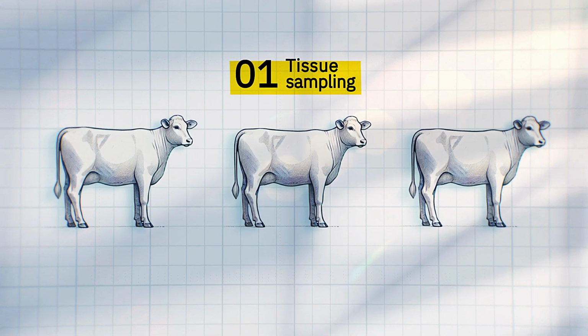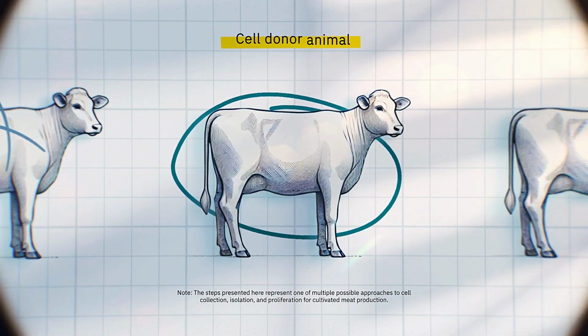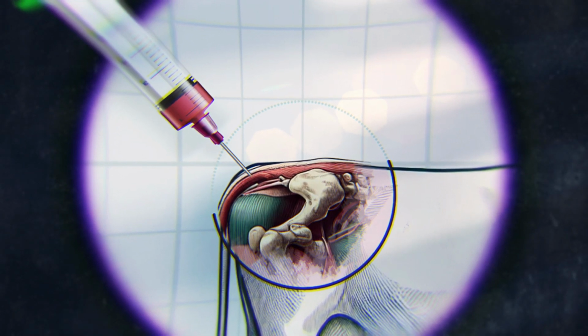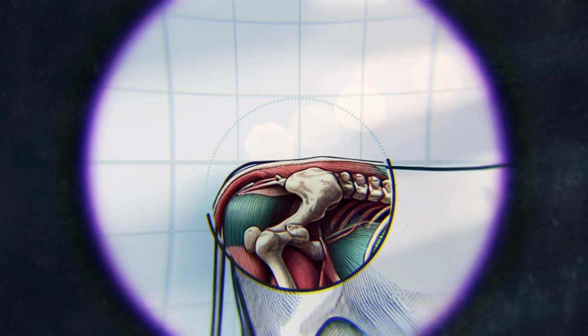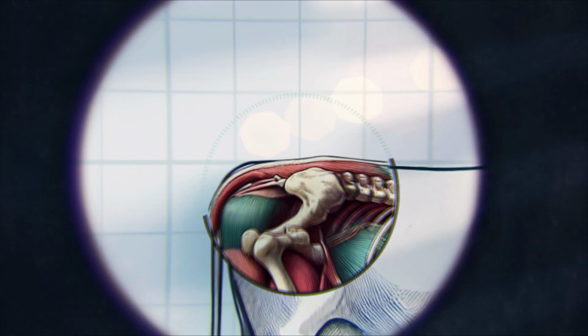Tissue sampling. The process starts with tissue sampling from a donor animal. After cleaning the sampling area, a local anesthetic is applied to the animal. Muscle tissue fragments are extracted, then stored and transported to the processing site.